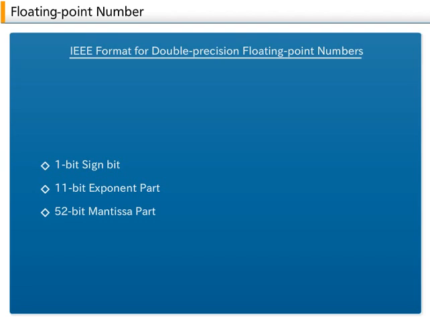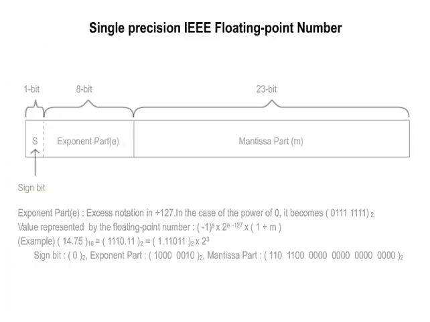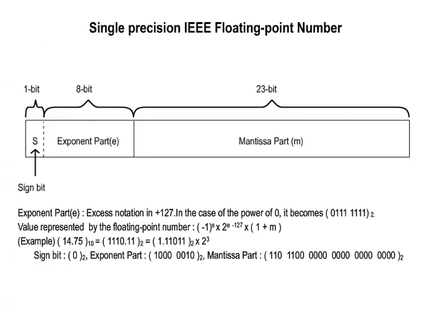The IEEE format for double precision floating point numbers is composed of 1-bit sign bit, 11-bit exponent part and 52-bit mantissa part. IEEE single precision floating point numbers.